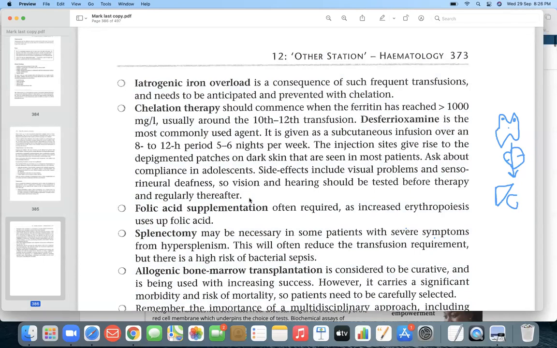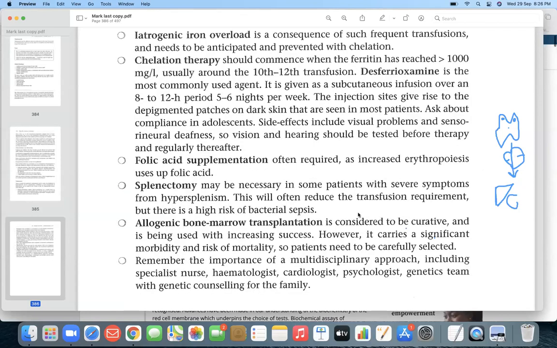So after 10 to 12 transfusions, when the ferritin increases to more than 1000 mg per liter, you will give this subcutaneous infusion for 8 to 12 hours for 5 to 6 nights. Compliance will be difficult in adolescents. There will be depigmented patches. The side effects are visual problems and sensory neural hearing loss. Remember, both vision and hearing should be tested before starting and also after starting, to be sure that any hearing loss happened after therapy and not from before.